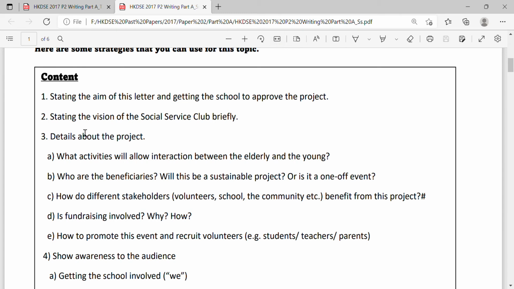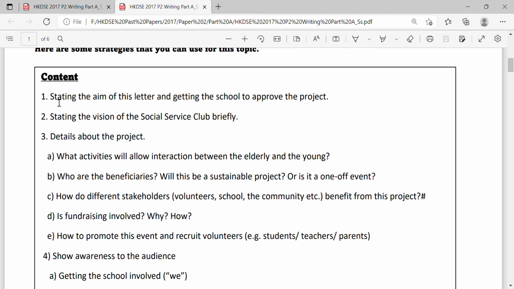And then number two, if you want, this is not a must, but it would be nice if you say, okay, we have a goal in the social service group club. Our vision, what we hope to achieve in the long run. So you show the principal your passion when you're writing on behalf of the social service club. Okay, and then number three, details about the project.